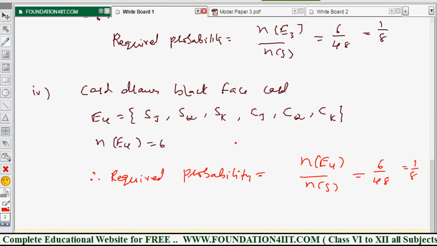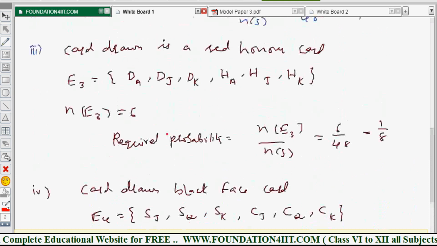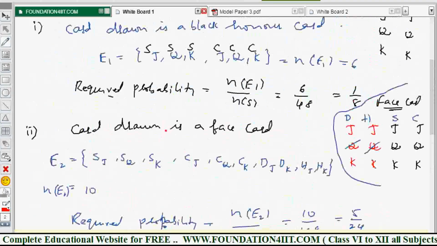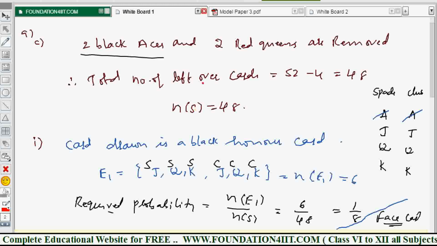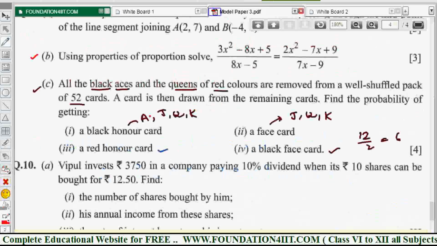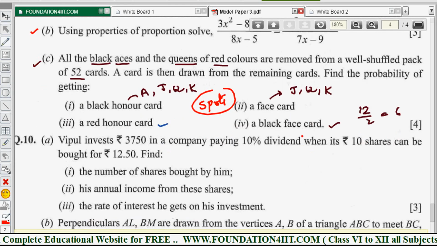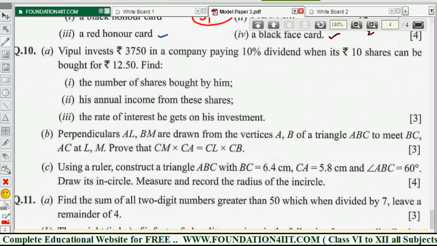You should know the cards and the meaning of face cards and honor cards. Apart from honor cards, the remaining you can call sports cards also, in case it is asked. Sports cards means the rest of the cards apart from the honor cards. Honor cards are 16, so all the remaining cards you can call sports cards. This is not asked here. And now let us see question number 10. We'll solve these problems.